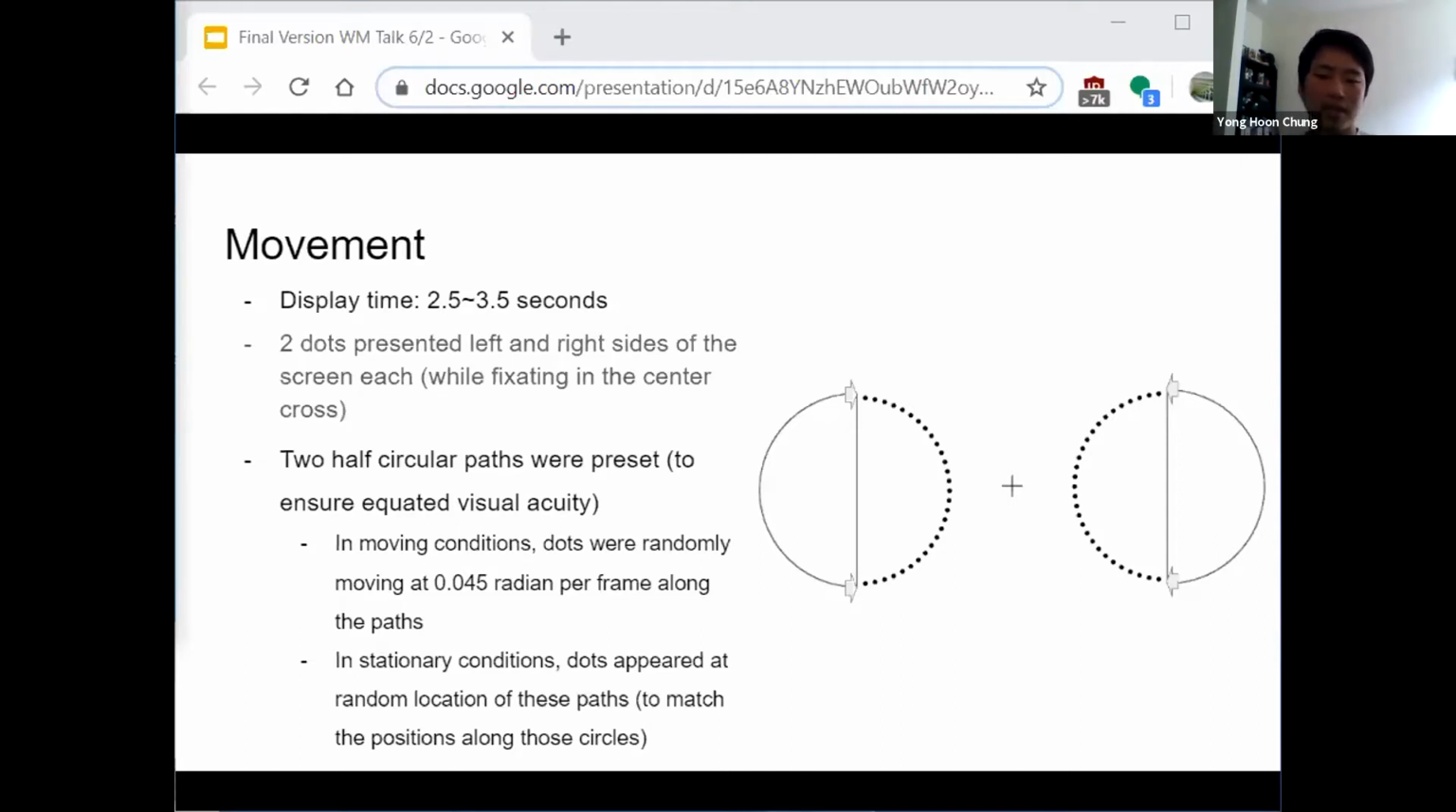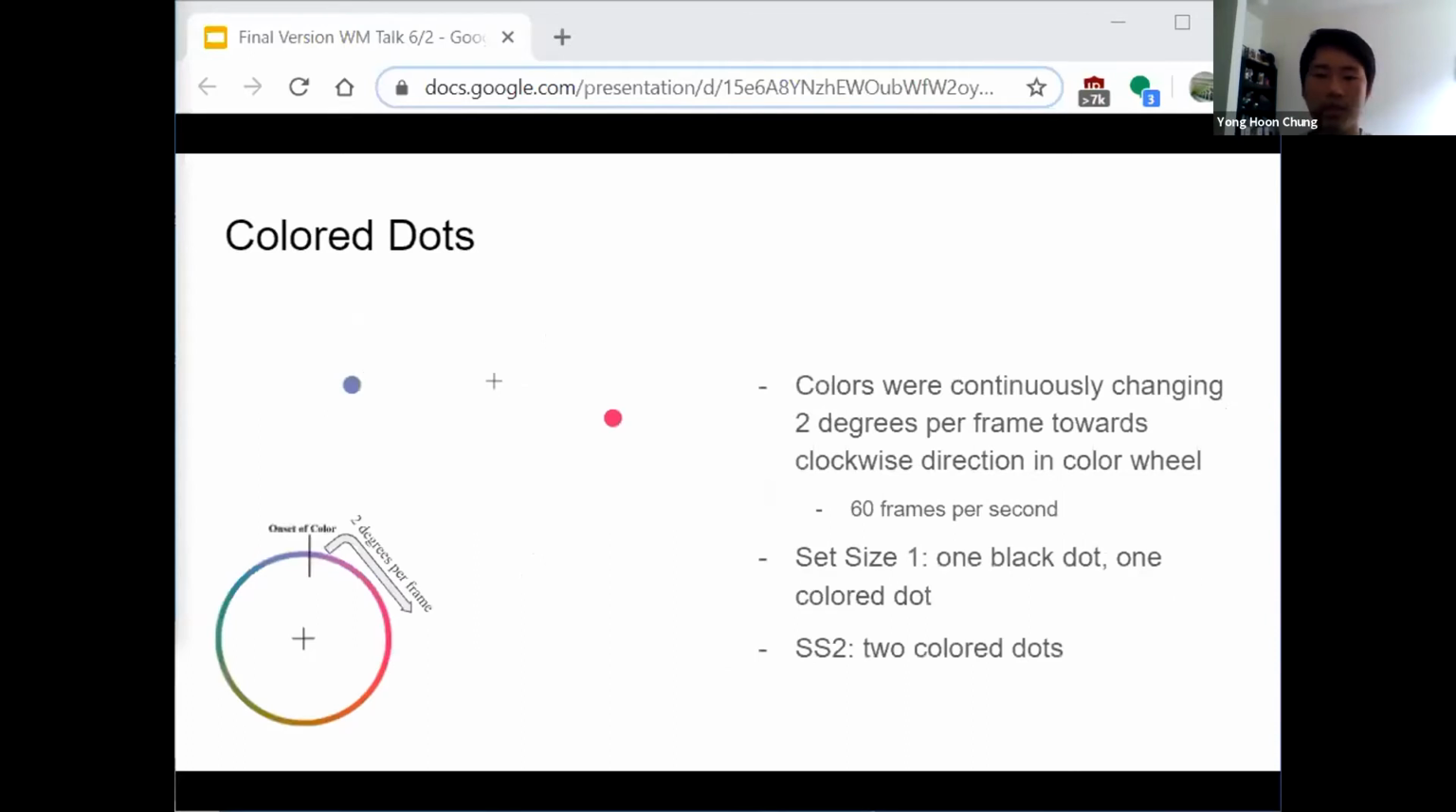In the stationary condition, dots appeared at a random location on this path. The colors were continuously changing 2 degrees per frame in a clockwise direction on the preset color wheel that our lab uses. In set size 1, there was 1 black dot and 1 color dot. In set size 2, there were 2 color dots.